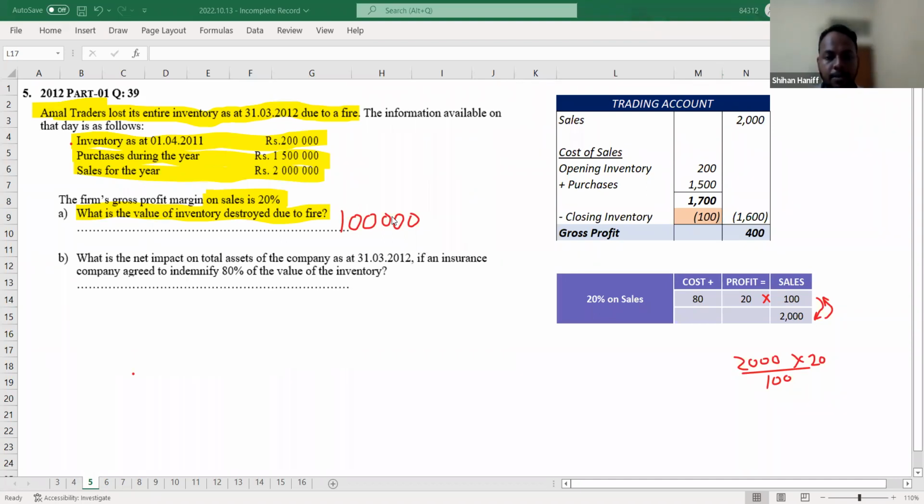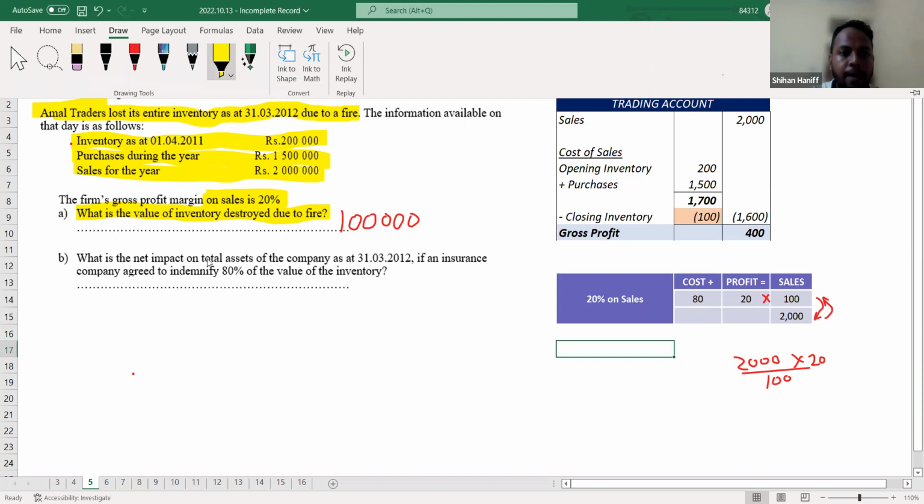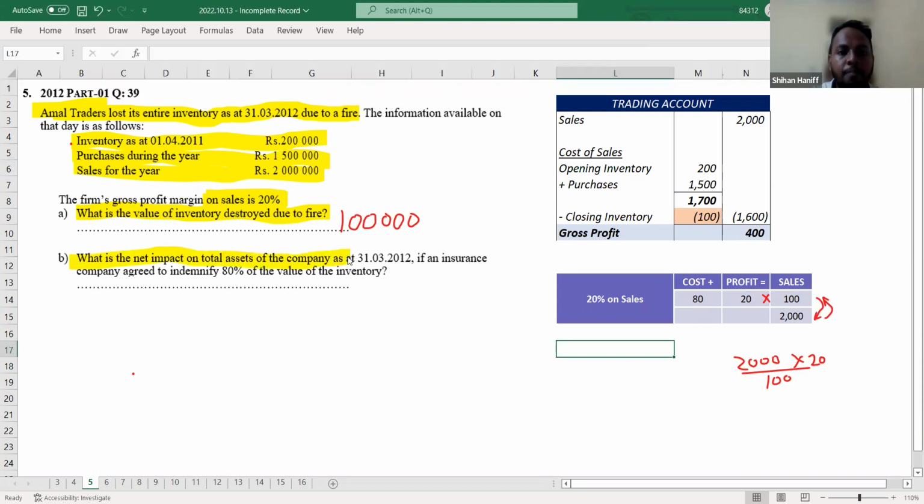Then the next question is, what is the net impact on total assets of the company as at 31st March 2012 if an insurance company agreed to indemnify, means reimburse or settle, pay 80% of the value of the inventory? So what happened to the total assets of the company if the insurance company agreed to pay 80%?